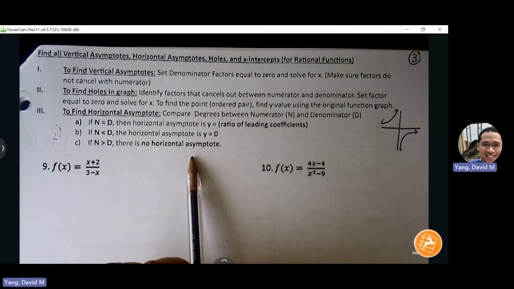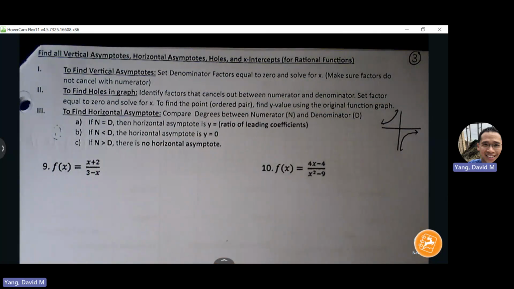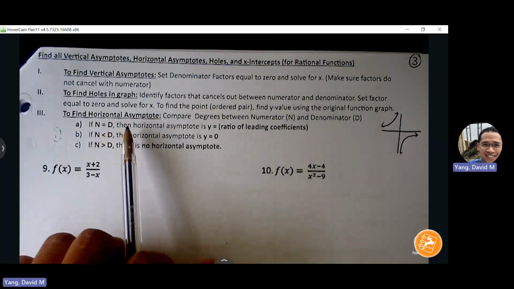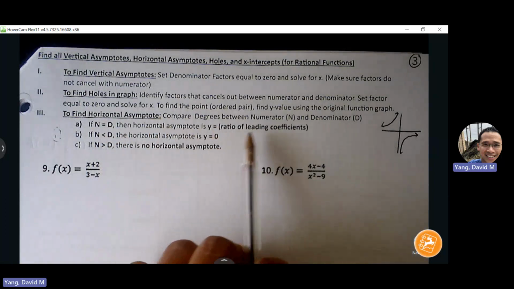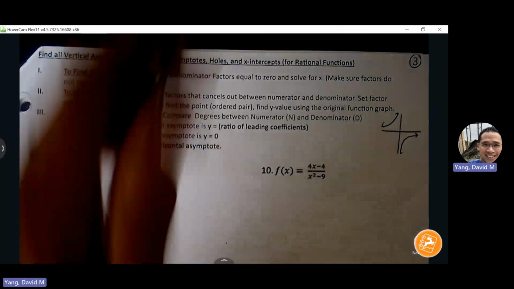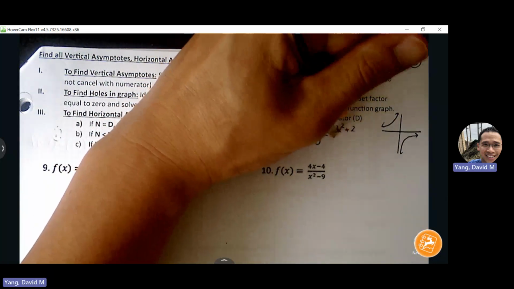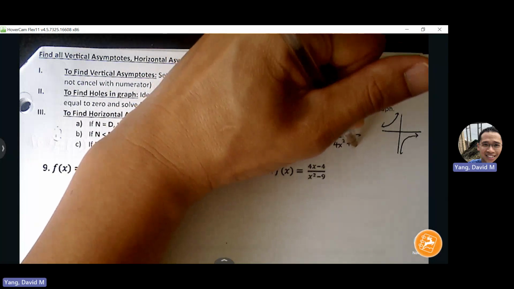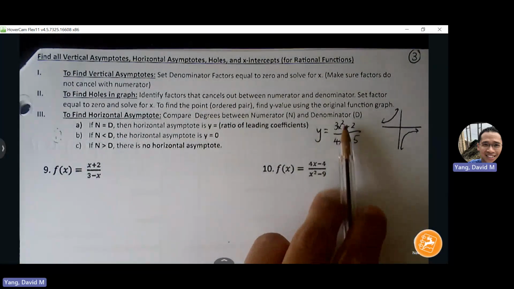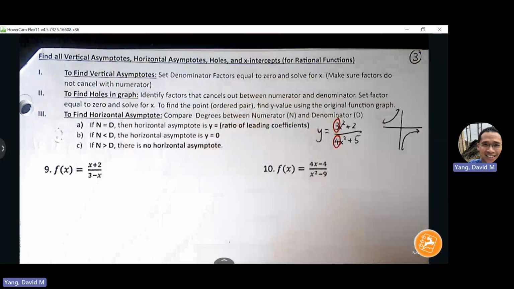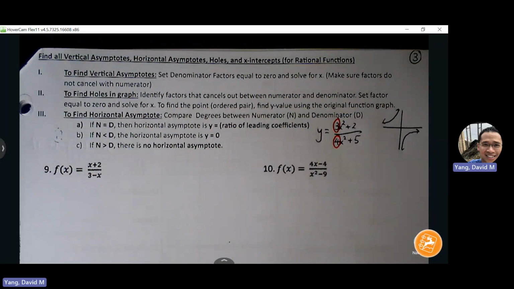So let me just go through these notes real quick, and we can look at these examples one by one. If my numerator and denominator have the same degree, then the horizontal asymptote is simply the ratio of leading coefficients. Let me give you a quick example. If I have y equals (3x squared plus 2) over (4x squared plus 5), notice the x squared and x squared are sharing the same degree. If they do, then we simply look at the numbers in front, and that will be the ratio. y equals 3/4 is your horizontal asymptote.